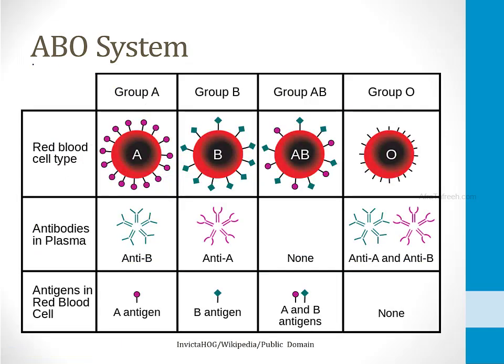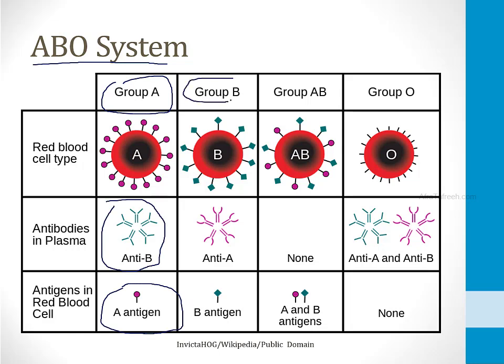This slide shows the 4 blood groups that are possible via the ABO system. If you are blood group A, this means you have the A antigen on your surface, and you will have anti-B antibodies in your plasma because you lack the B antigen. If you are blood group B, it means you have the B antigen on your surface, and you will have anti-A antibodies in your plasma because you lack the A antigen.